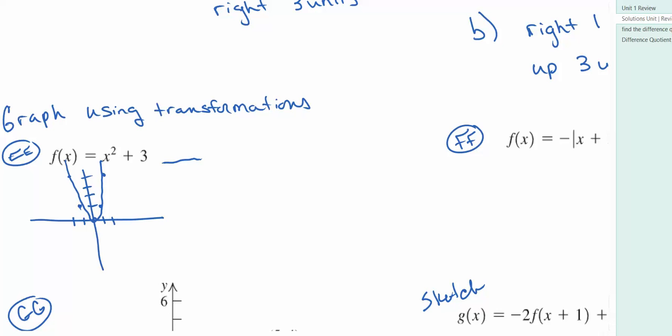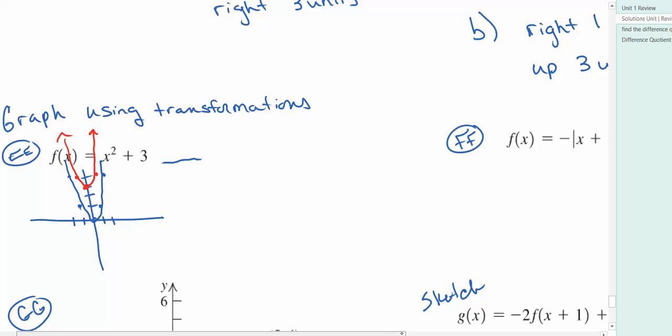What happens is each of the y coordinates is going to be moved up 3 units. So instead of 0, 0, you're going to have 0, 3. Instead of 1, 1, you're going to have 1, 4, and negative 1, 4. And instead of 2, 4, you're going to have 2, 7. Let's see, 2 squared is 4, so you'll have 2, 7 instead of just 2, 4. So that is the graph of that function.